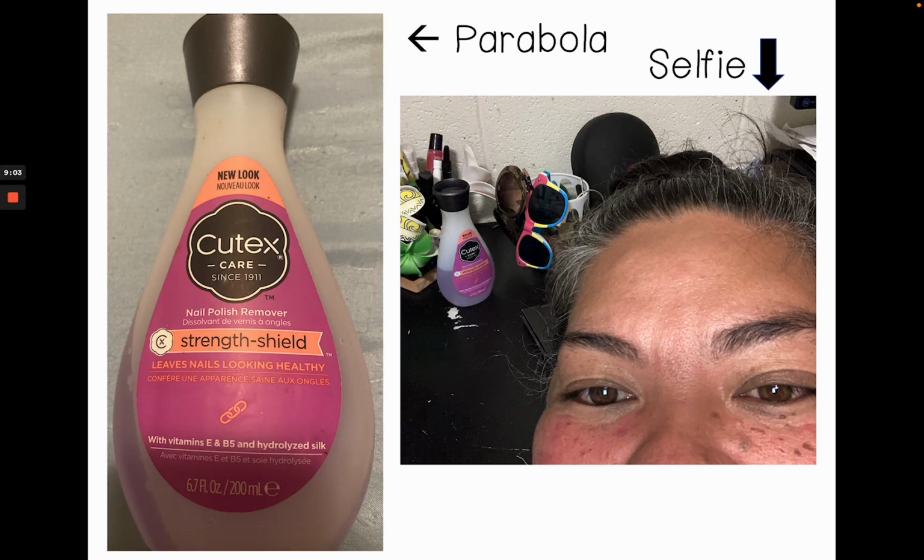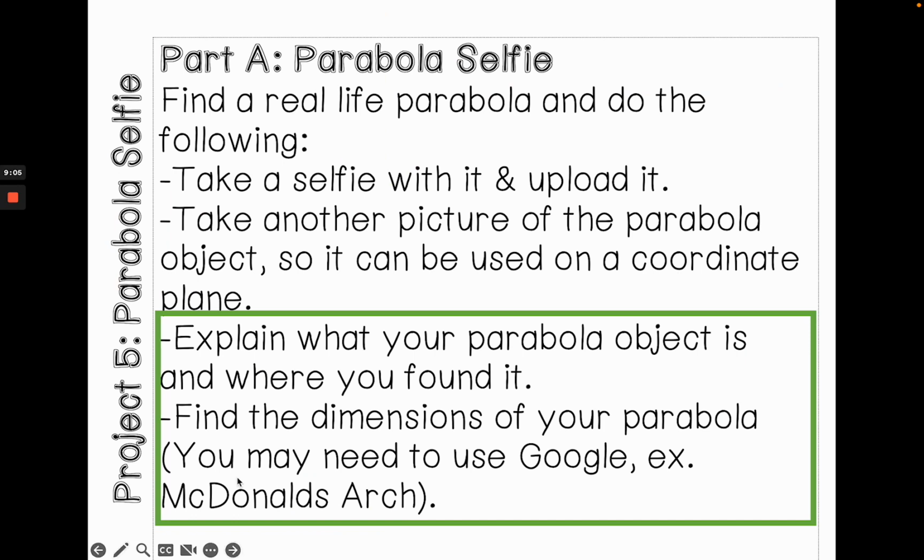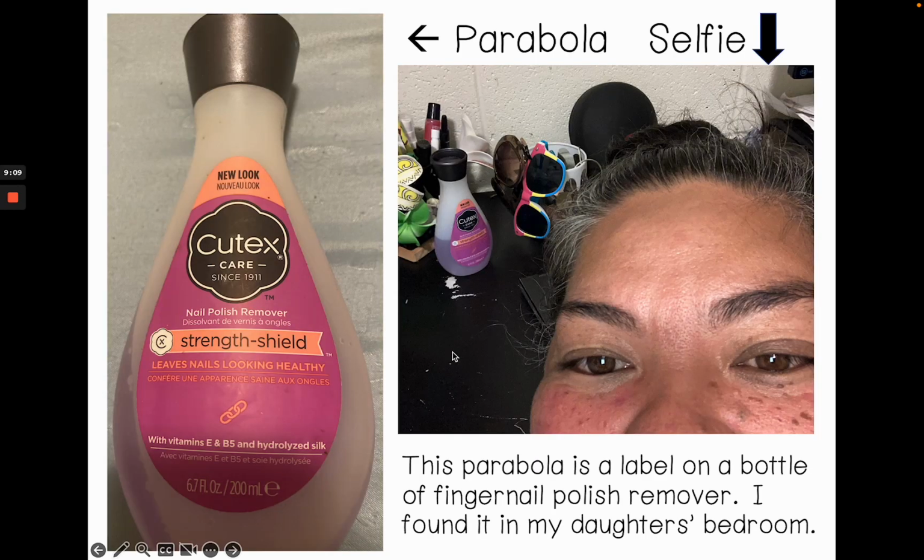Now, another thing you're going to have to do is explain what the parabola object is and where you found it. So just like I said earlier, this parabola is a label on a bottle of fingernail polish remover, and I found it in my daughter's bedroom.